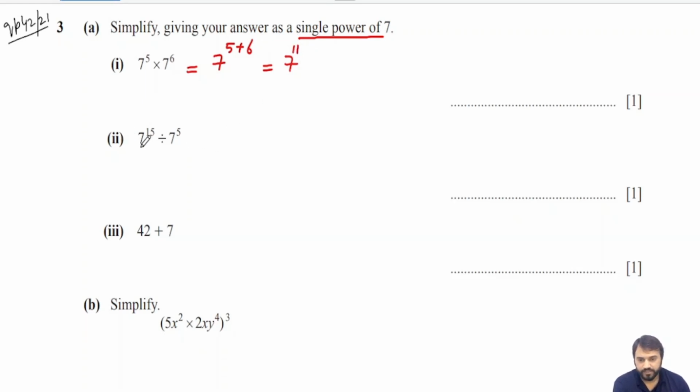Part 2 is 7 raised to power 15 divided by 7 raised to power 5. Again, this is an exact rule. We just write one time the base and subtract the powers because of division, writing power 15 first, then 5. 7 raised to power 15 minus 5 is equal to 10. You can write it here, 7 raised to power 11 and 7 raised to power 10.